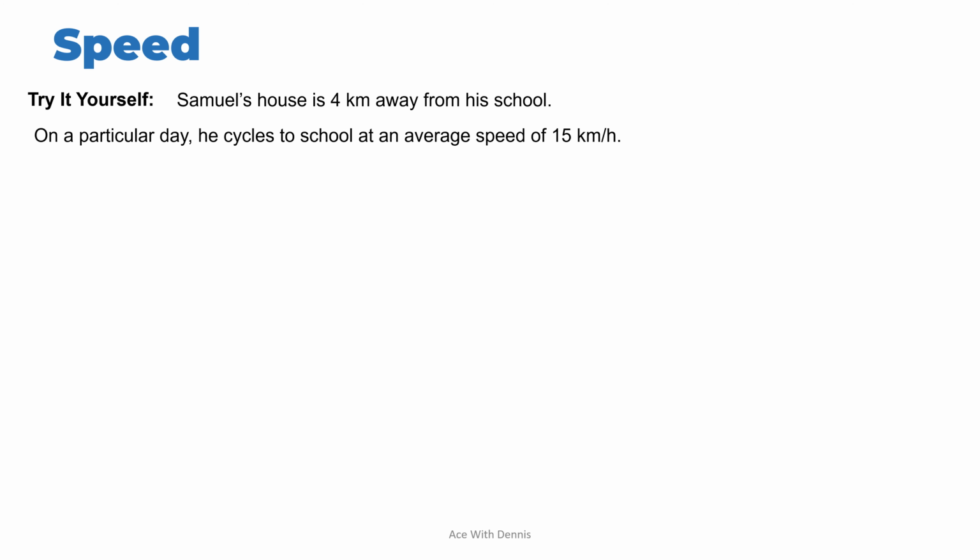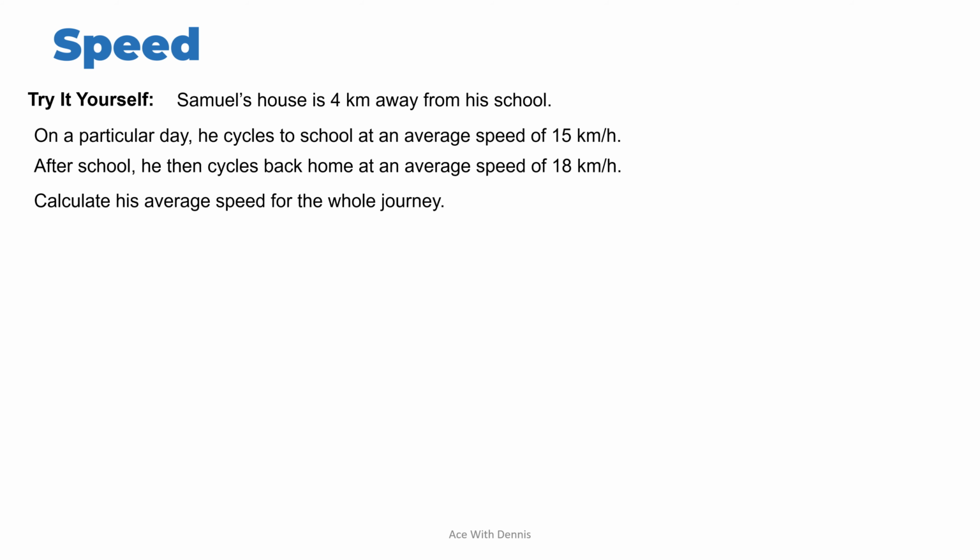Now, you can try this similar example yourself. Samuel's house is 4 kilometers away from his school. On a particular day, he cycles to school at an average speed of 15 kilometers per hour. After school, he then cycles back home at an average speed of 18 kilometers per hour. Calculate his average speed for the whole journey. You can pause the video and try to calculate yourself. Here is a solution.